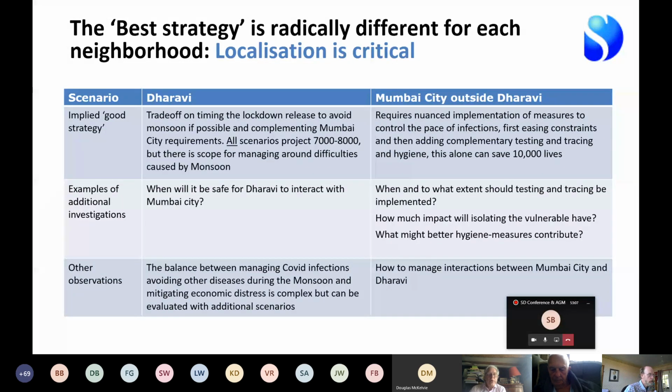People need to work, to eat, to live. The further questions for Mumbai City District are rather more nuanced and tricky, like to what extent should testing and tracing be done, and how much faith can you put on it? How much impact? Maybe it's a good idea to isolate the most vulnerable people. That might pull the death rate down. And what might better hygiene measures contribute?